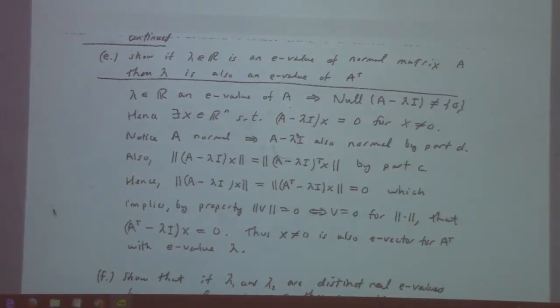But that's not to say that those eigenvalues have the same eigenvectors. That's a stronger thing to say. And that's what we're saying in part E, is not only is x an eigenvector for A, it's also an eigenvector for A transpose, and with the same eigenvalue.